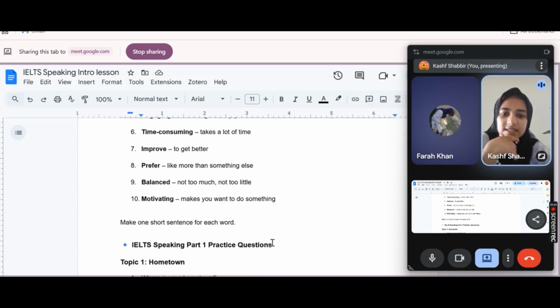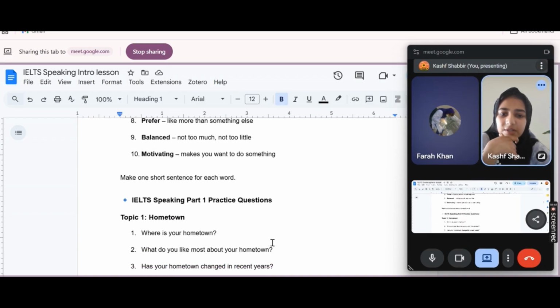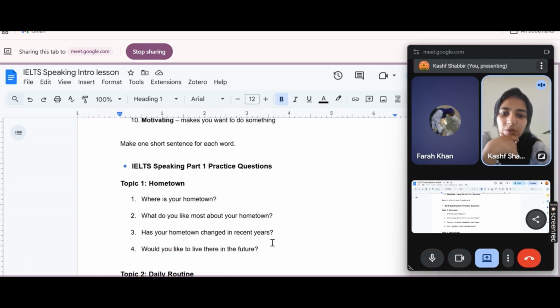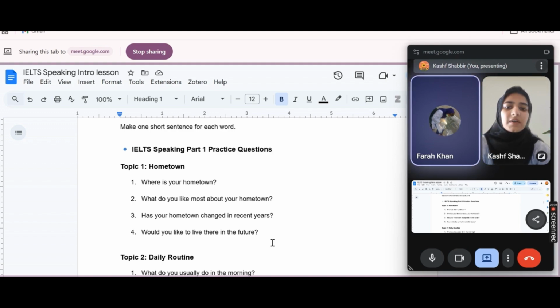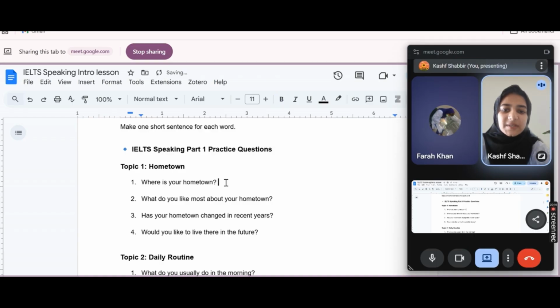Let's practice some of the part one speaking. You ready? Yes. Okay. So here let's begin with the hometown. Remember the structure. Give a direct answer, a small explanation, and a small detail, or maybe an example in your answer. All right. So let's begin with IELTS speaking part one.